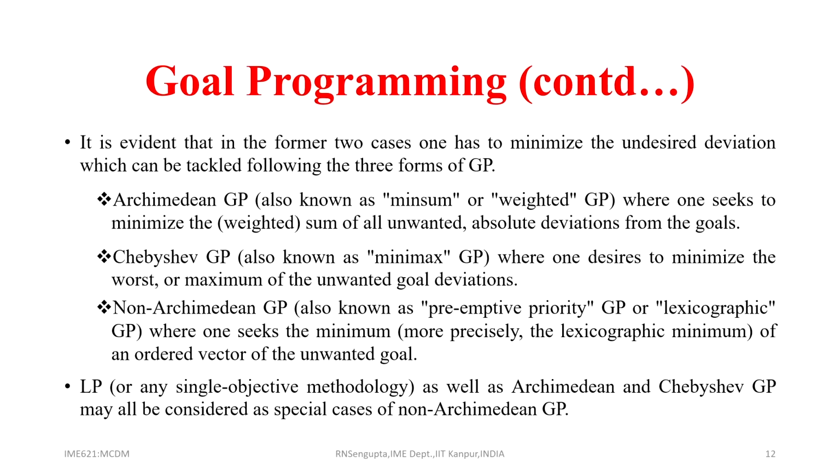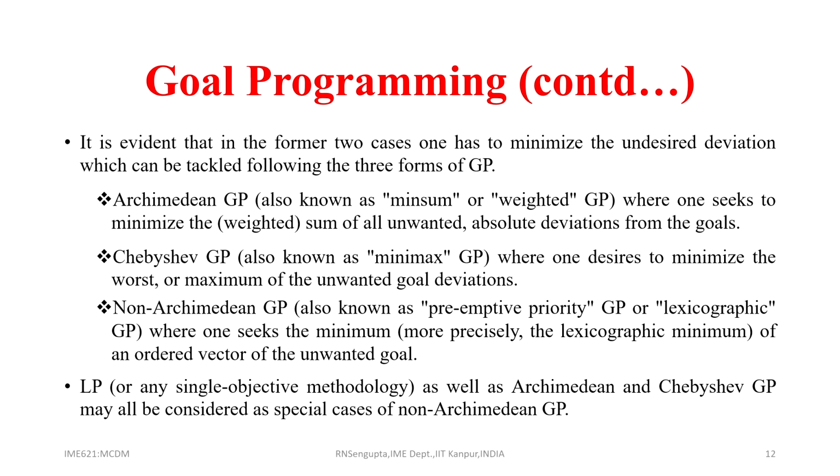It is evident that in the former two cases, one has to minimize the undesired deviation, which can be tackled following the 3 forms of geometric goal programming. One is the Archimedean concept, also known as min sum or weighted concept, where one seeks to minimize the weighted sums of all the unwanted absolute deviation from the goals. So, there are deviations in the goals, you want to minimize them, and you give weights depending on what level of negative or positive importance you want to give to these deviations.